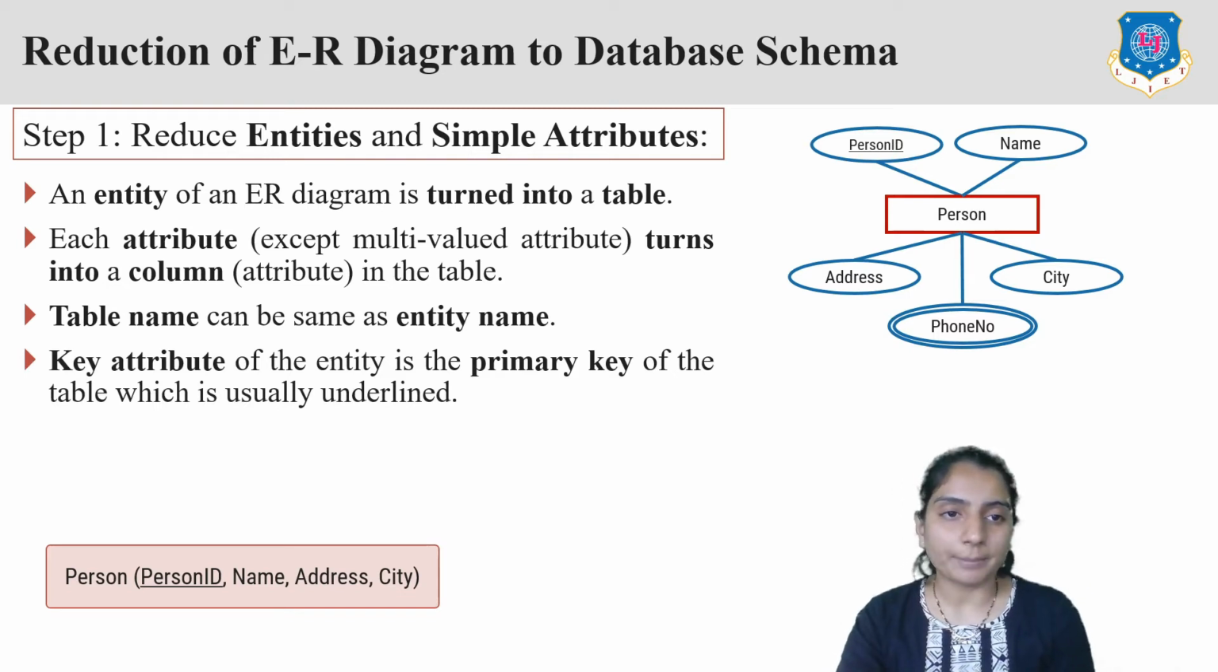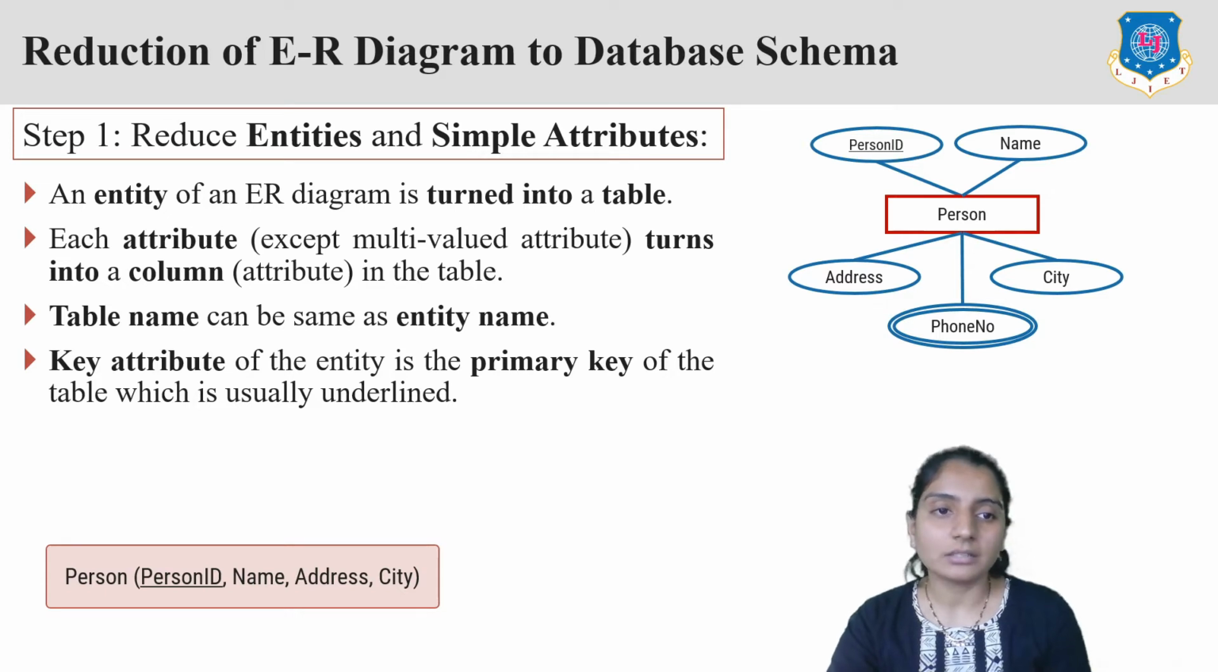In this example, we have one entity named person, and in that we have 5 attributes: person ID, name, address, city and phone number. Person ID is the key attribute, so it will become the primary key of our table person.